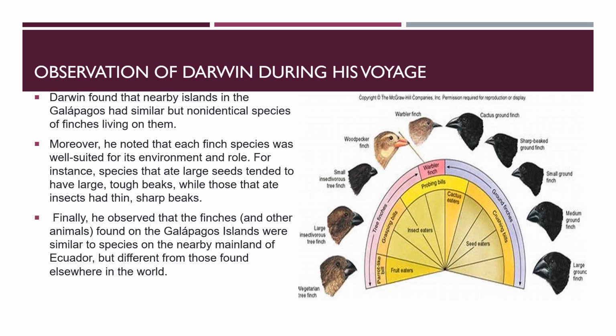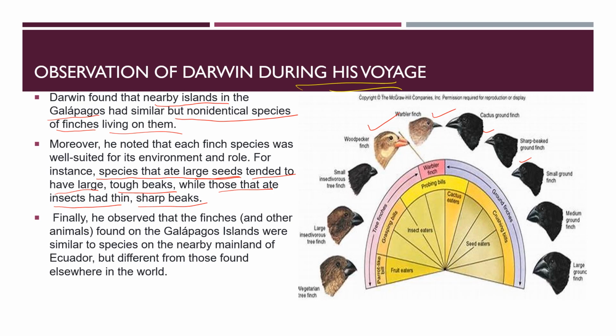So let us see what he observed. The first observation of Darwin during his voyage was that nearby islands in the Galapagos had similar but non-identical species of finches living on them. These are the finch birds. He observed that there were many non-identical species of finches. Moreover, he noted that finch species are well suited for their environment and role. For instance, species that ate large seeds tended to have large tough beaks, whereas those that ate insects had thin sharp beaks. So the structure of the beak was modified as per the food they were eating. If they are eating large seeds, they have large and tough beaks, and if they are eating small insects, they have thin and sharp beaks.